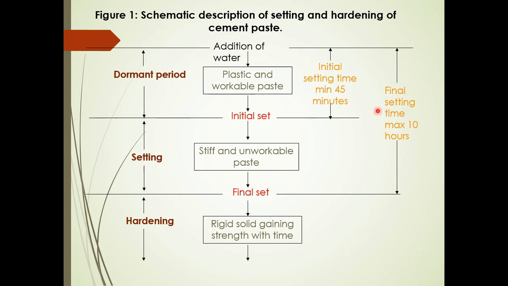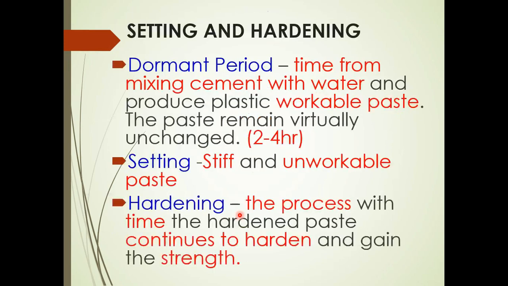Final setting time is basically a maximum of about 10 hours after mixing. Then the next stage is hardening. After the final set, the paste becomes more rigid and gains its strength with time. Okay, so these are some descriptions of the setting and hardening of cement paste.